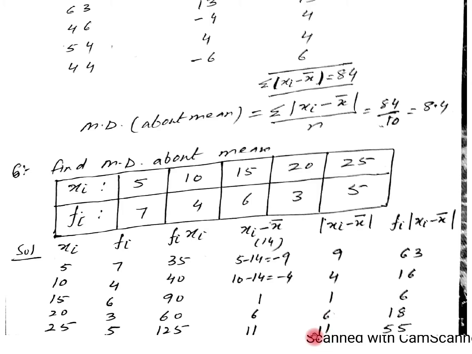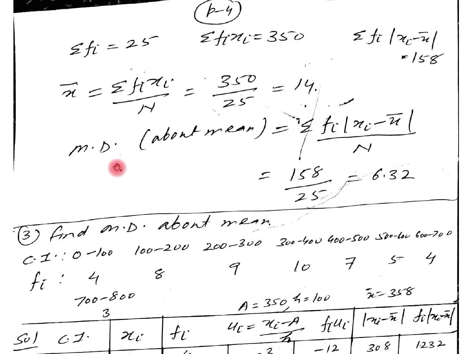Therefore, the mean deviation about mean is what? Sigma fi, because this is the grouped data, sigma fi into |xi minus x bar| upon N. When we are adding all this, we are getting the value 158. Therefore, mean deviation is 158 upon capital N, which is 25. So it is 6.32. This is how to find out the mean deviation of a grouped data. Here we have calculated the mean by using the direct method.